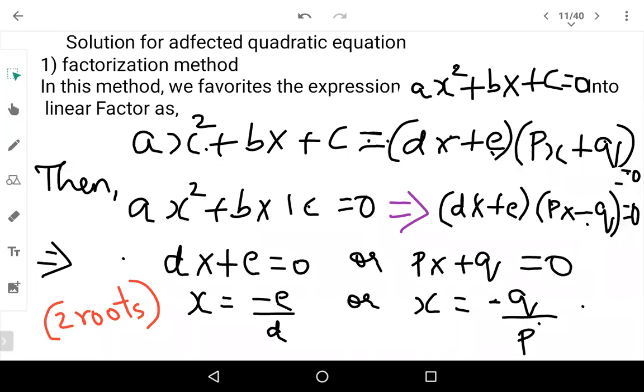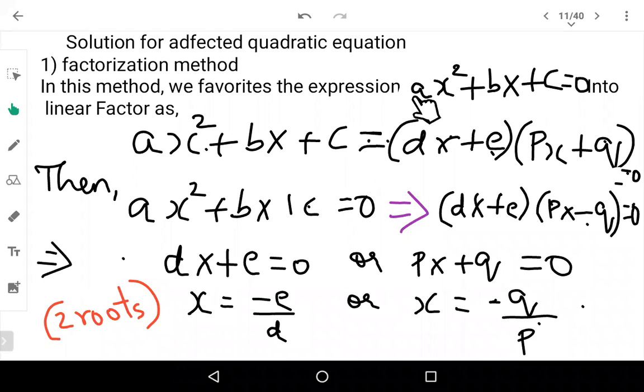quadratic equation. First is the factorization method. Okay, you have a factorization method. In this method, this expression will be expressed as linear factors. So in simple words, this complete equation, what will be there? We are going to multiply a and c here.